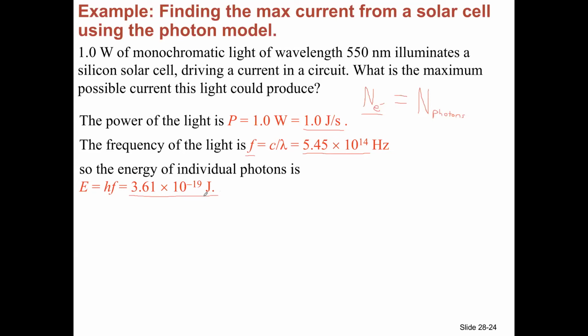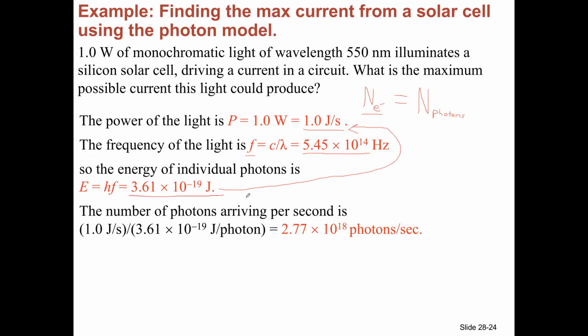Now we just need to know how many photons total per second we need to get this amount of energy per second. So some unit analysis could get us that. If we have 3.61 × 10⁻¹⁹ joules per photon, and we need 1 joule per second, we can divide the two numbers to get the units of photons per second.